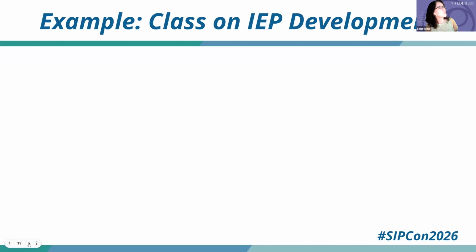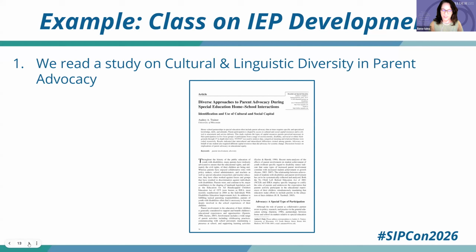So I was thinking, how could I really show what theory to practice looks like in a way that sets up the sharing that Viviana is about to do? So I went back to the class that I taught Viviana in, back in spring of 2022. It was a class on writing individualized education plans, or IEPs. In this class, we read a great article by Audrey Trainer on cultural and linguistic diversity in parent advocacy in special education. So here's just a visual of it. There's a hyperlink if you'd like to link to it as well. It's a great one. I don't teach it anymore, but this made me think maybe I should bring it back.